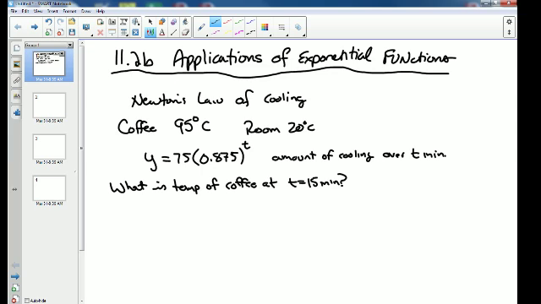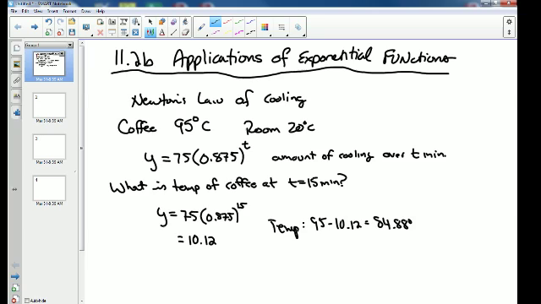How'd you do that? I took 0.875 to the 15th power and multiplied it by 75. Right, so you plug 15 in, and what do you get? 10.12. Okay, that's how much it's cooled, correct? So what is the temperature? Answer the question. 95 minus 10.12 is 84.88. There you go. We're in America, so we have to do that. A real basic application, but it is good. If you're headed to a science career, you gotta start somewhere. Let's get you going.